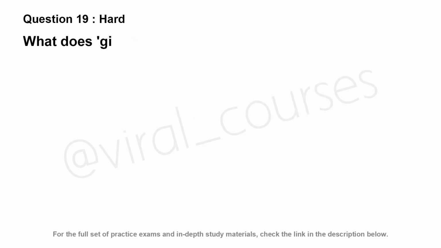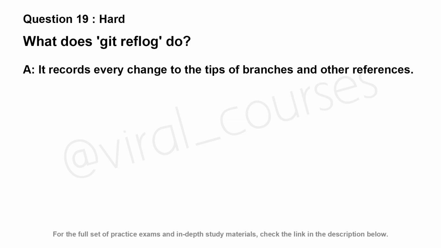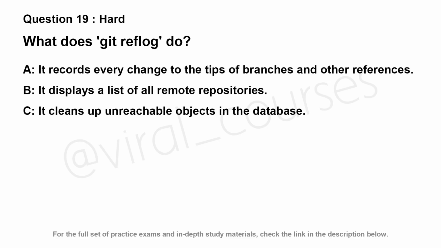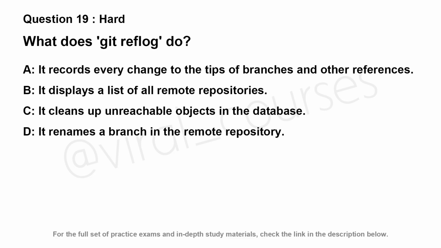What does git reflog do? Option A. It records every change to the tips of branches and other references. Option B. It displays a list of all remote repositories. Option C. It cleans up unreachable objects in the database. Option D. It renames a branch in the remote repository.